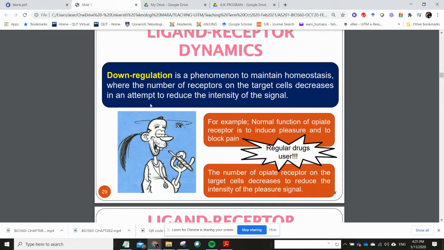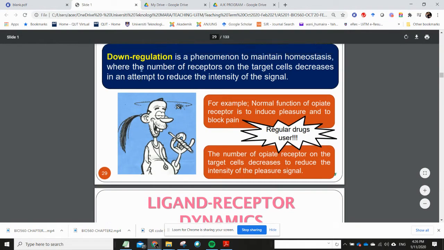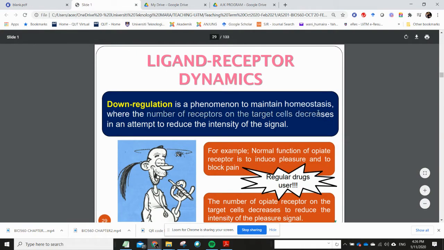An excessive number of ligands binding to the receptors is abnormal for the body, so eventually the brain will instruct the cell to reduce or decrease the receptors. So from 50 receptors it becomes less, like 5 receptors. So the excessive ligand can only bind to the 5 receptors. It lowers the intensity of the pleasure signal, or the magnitude of the pleasure. So that is down regulation. The key concept is that the number of receptors decreases, right?